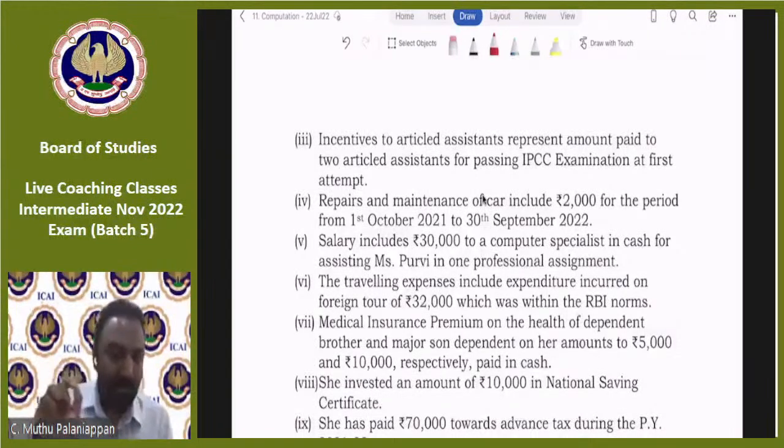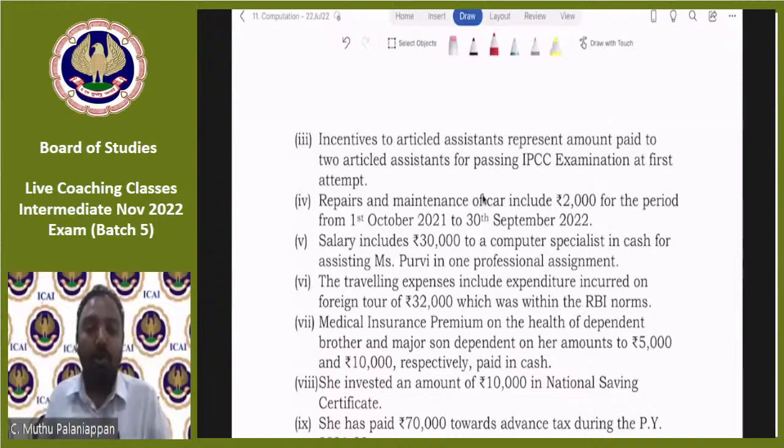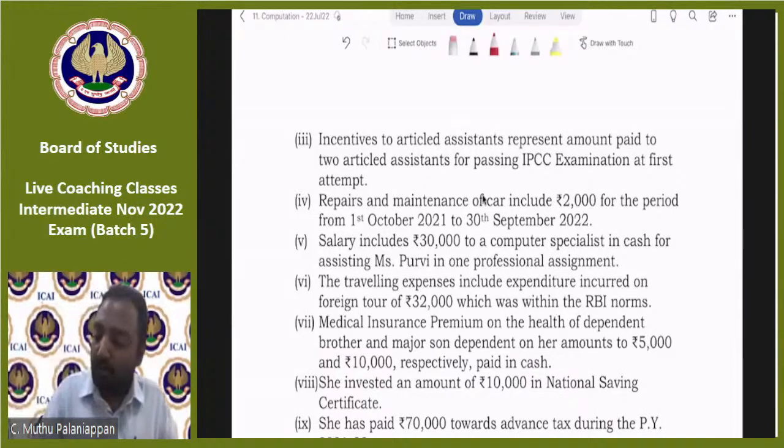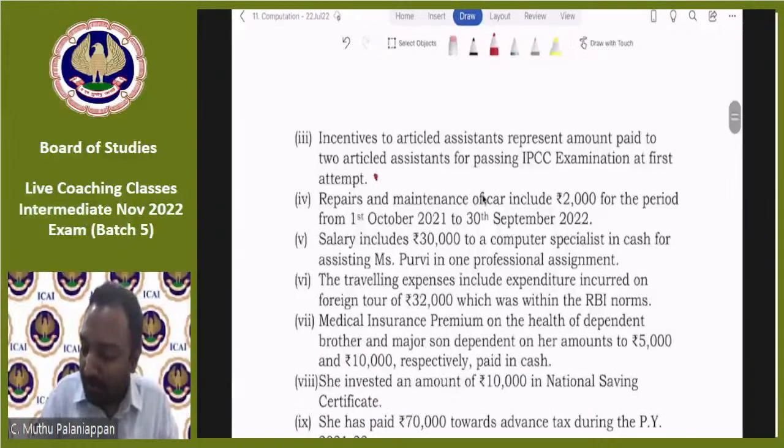So you need not do anything. You need not do any adjustments, but you must tell your valuer, the valuer of your paper, that you have understood this provision. How do you do that? By writing a note.